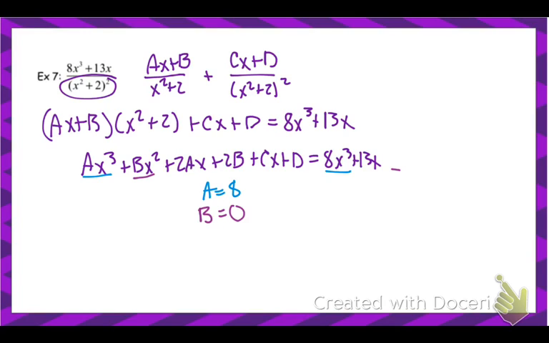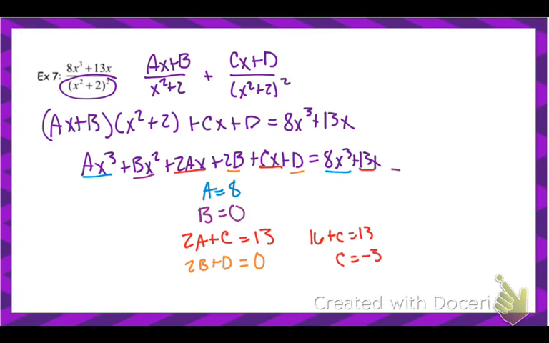All right, we'll go on to the x's. 2ax plus cx. So 2a plus c has to equal 13. Well, I already know that a is 8. So c is equal to -3. Then my last equation, 2b plus d, is my constant. There is no constant, so it's 0. If b is 0, d is 0. So my final answer here would be 8x over x squared plus 2 plus -3x over x squared plus 2 squared.